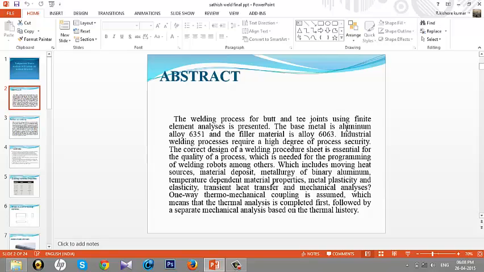It is needed for programming of welding robots, among others, which include moving heat source, material deposit of binary aluminum, temperature dependent material property, metal plasticity and elastic heat transfer and mechanical analysis. On the way, the thermal mechanical coupling is assembled.